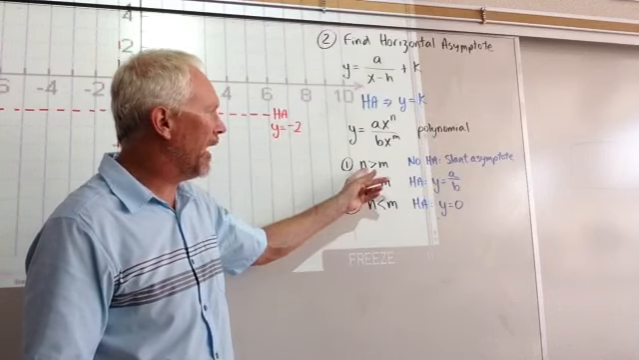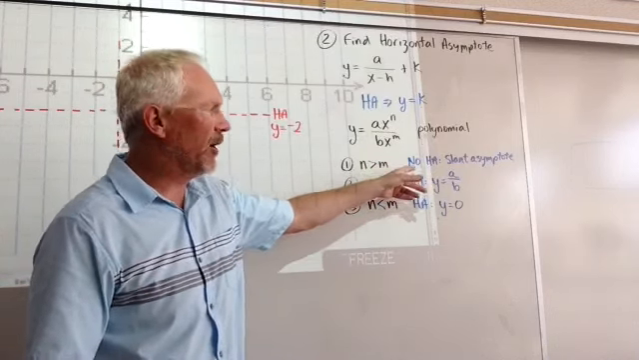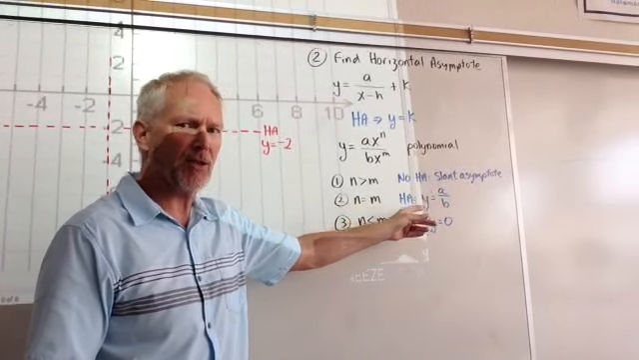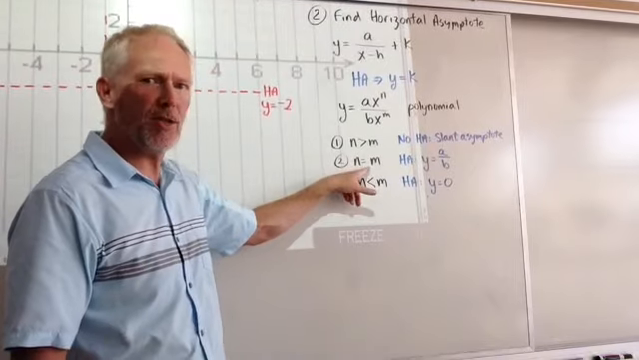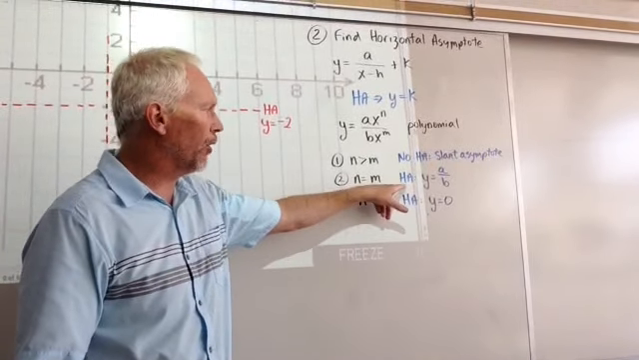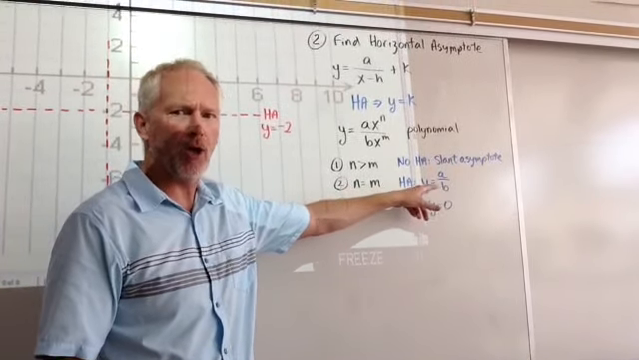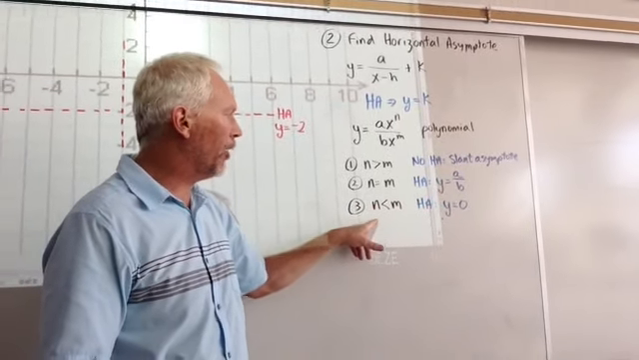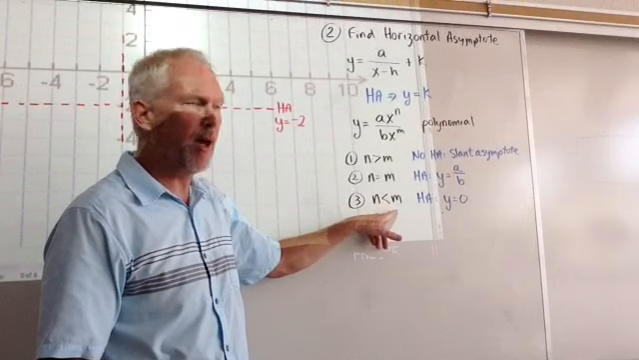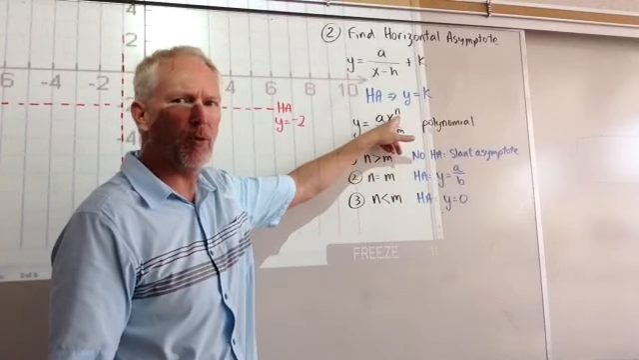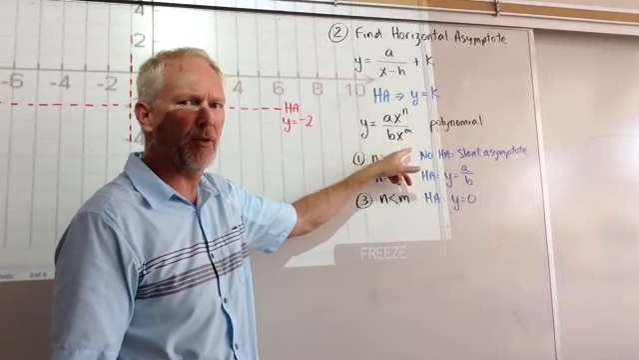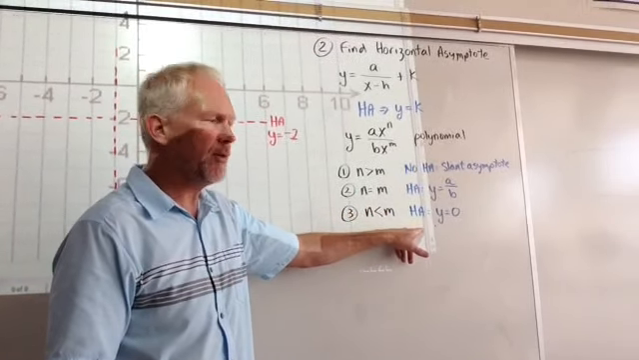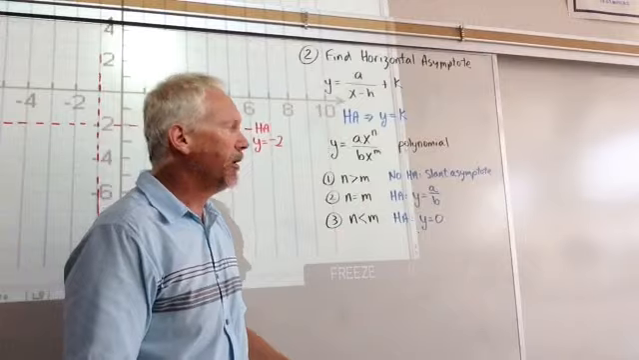In essence, though, when n is greater than m, there is no horizontal asymptote. You would in fact get a slant asymptote. If n is equal to m, then the horizontal asymptote is the ratio of the coefficients, a over b. Or if n is less than m, or the power of the numerator is less than the power of the denominator, then we get a horizontal asymptote at y equals 0.